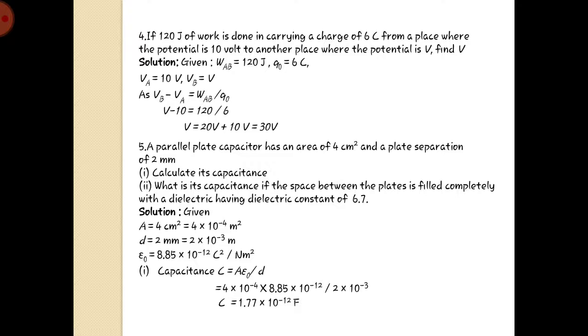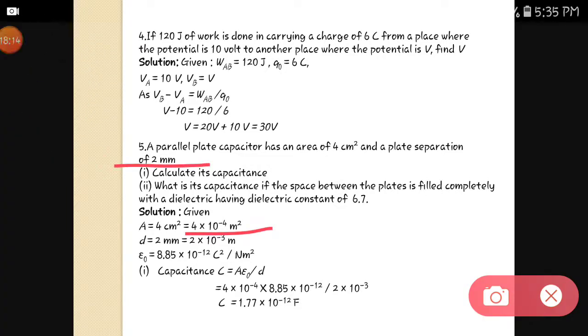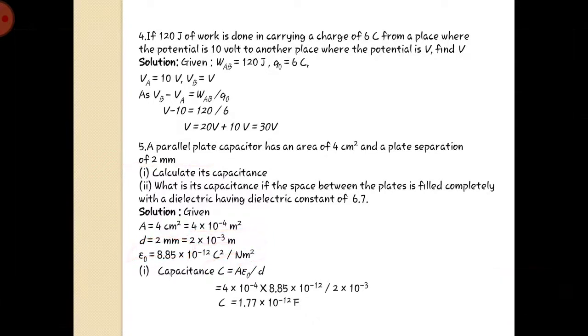So let's write the given things first. A is 4 centimeters square. By converting it into meters square, we are getting 4 into 10 to the power minus 4. Here it is D, which is 2 millimeter. By converting it into meter, we are getting 2 into 10 to the power minus 3. Epsilon naught, which is 8.85 into 10 raised to minus 12 coulomb per Newton meter square. This is the constant term which is given actually. So now we are going to find out capacitance.